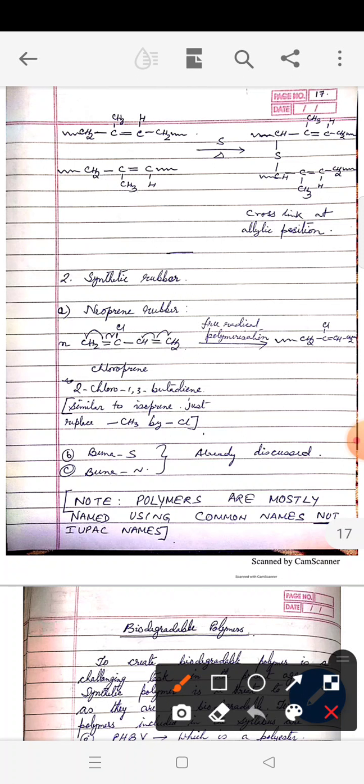Then another rubber, Buna-N. If you remember, last time we discussed that Buna means butadiene, so Buna-S is butadiene styrene rubber, where Na stands for the sodium which is behaving as an initiator, and Buna-N is butadiene acrylonitrile rubber. We have already discussed those, so I'm not repeating them again. And as I told you time and again, polymers are usually named by their common names, not by IUPAC names.